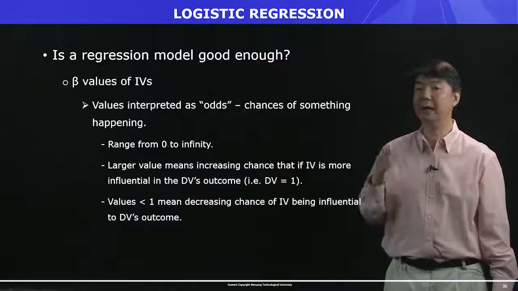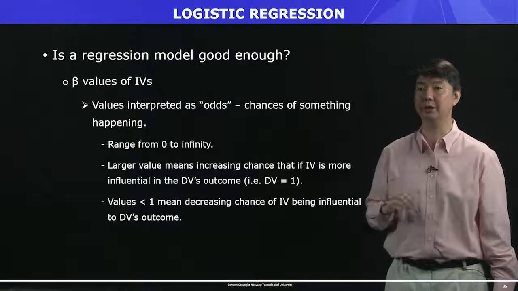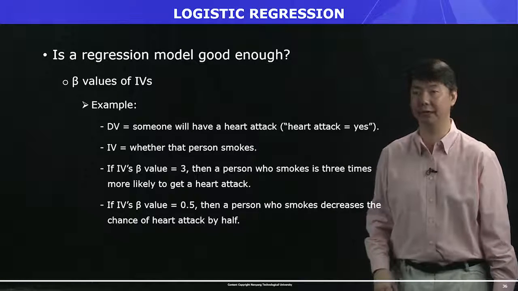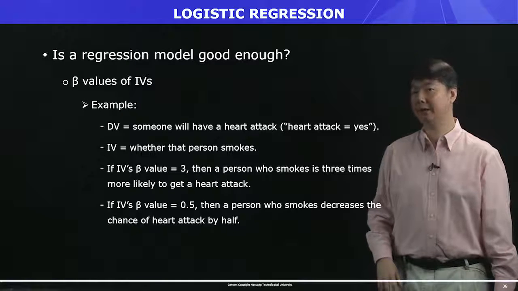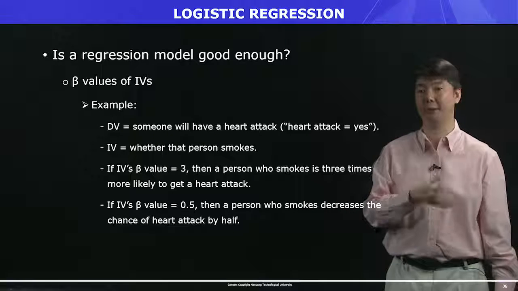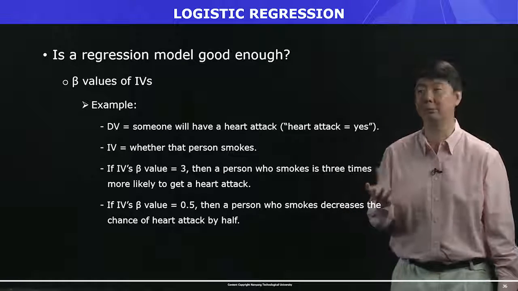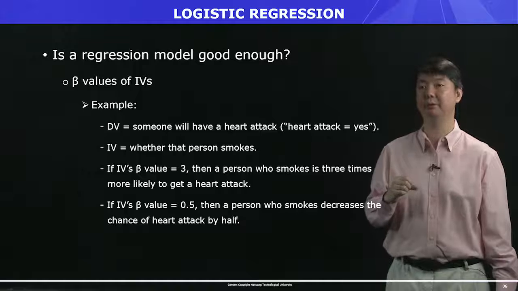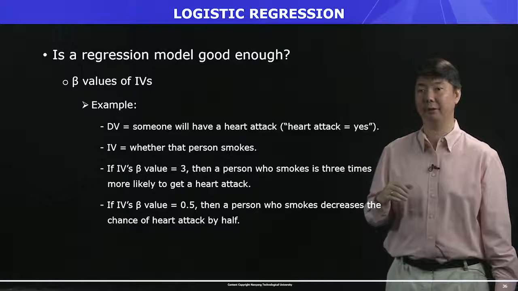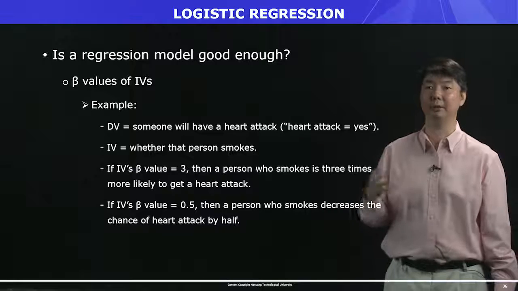Now, if the values are less than 1, it means that there's a decreasing chance that the IV is influential over the DV's outcome. So let's take a look at a couple of examples. Let's say you want to predict whether someone will have a heart attack or not given his or her smoking habits. So heart attack would be the dependent variable, and it can be either yes or no. But you recall we need to reframe our logistic regression question such that heart attack equals yes. That means the dependent variable is 1. Heart attack equals yes. And the independent variable would be whether the person smokes.